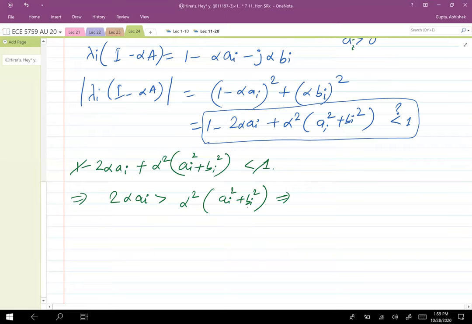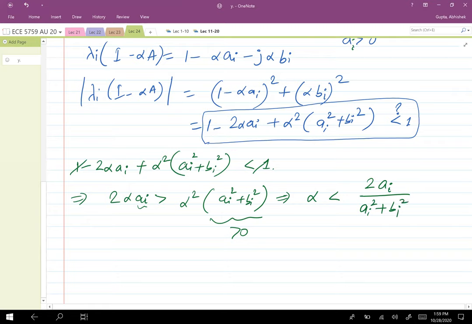So this a_i square plus b_i square is going to be strictly positive, and this a_i is of course positive. So I can move things around and I get alpha should be less than 2 a_i over a_i square plus b_i square. Needless to say, we are always assuming that alpha must be positive. So we get an upper bound on alpha.